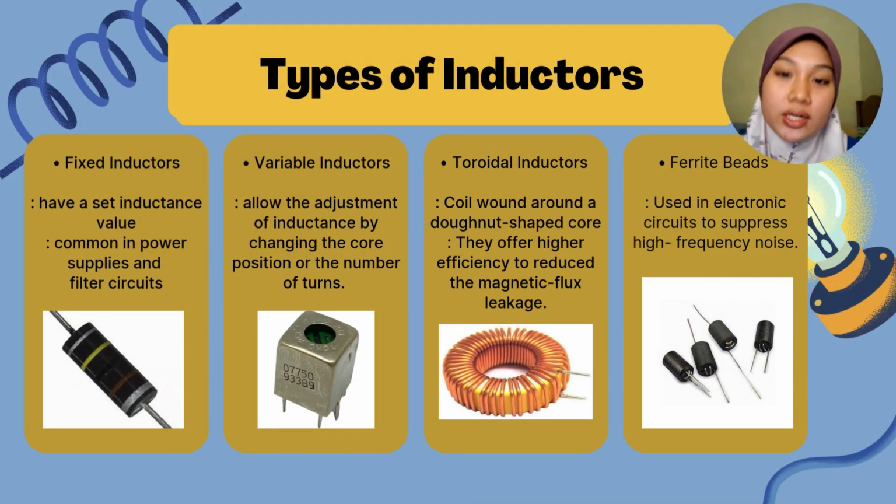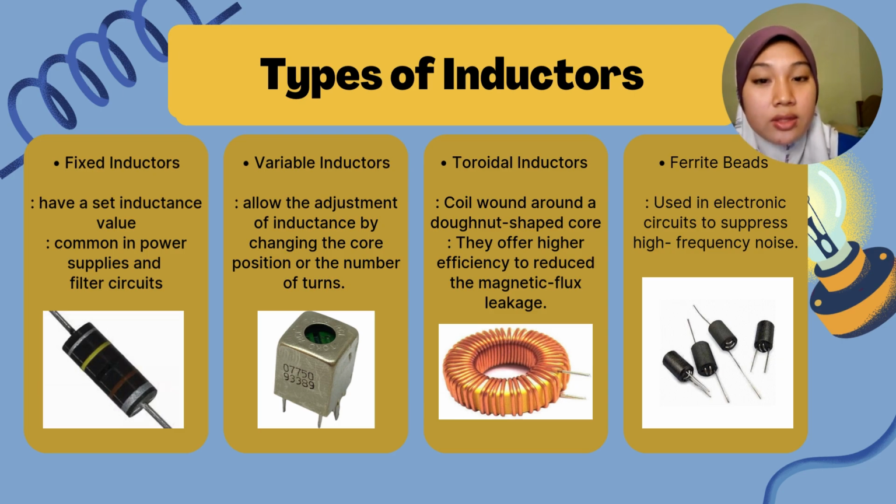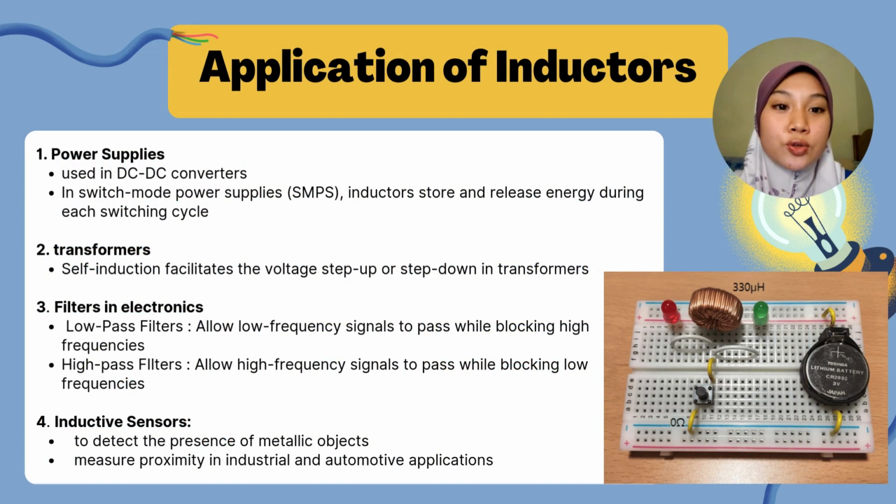So the next one is the types of inductors. There are 4 types of inductors. The first one is the fixed inductors. The second one is the variable inductors. The third one is the toroidal inductors. And the fourth one is the ferrite base.